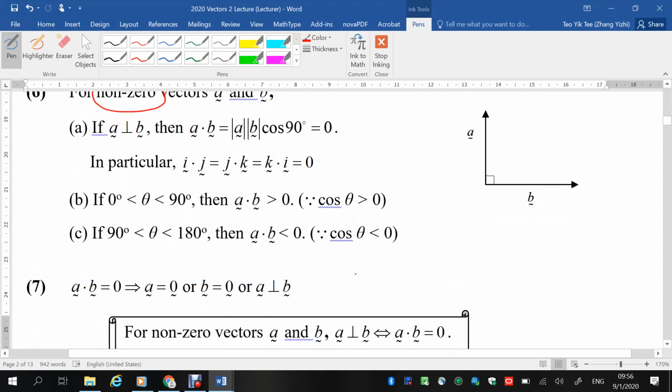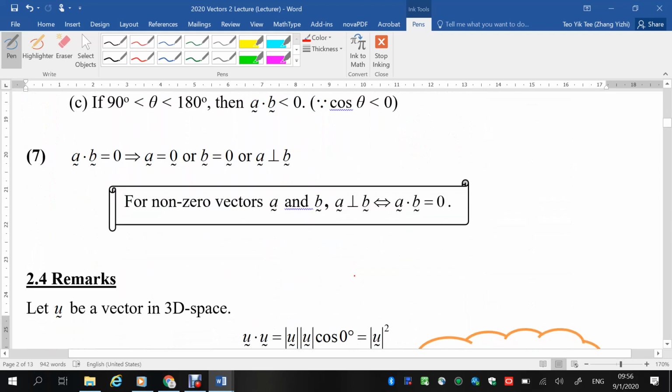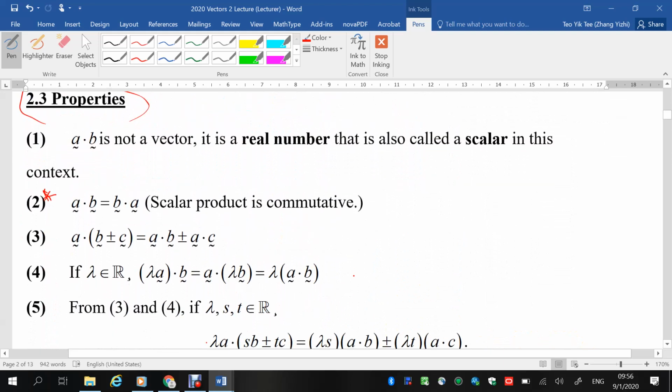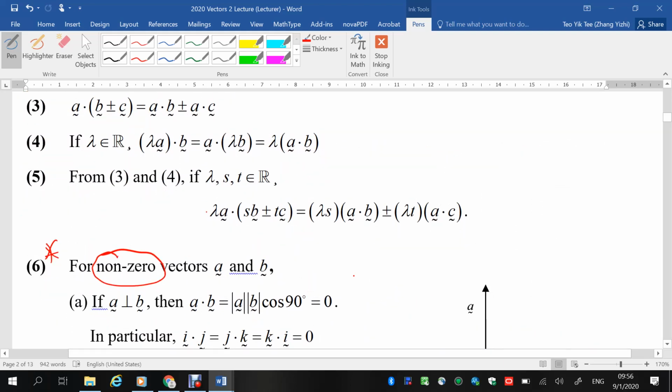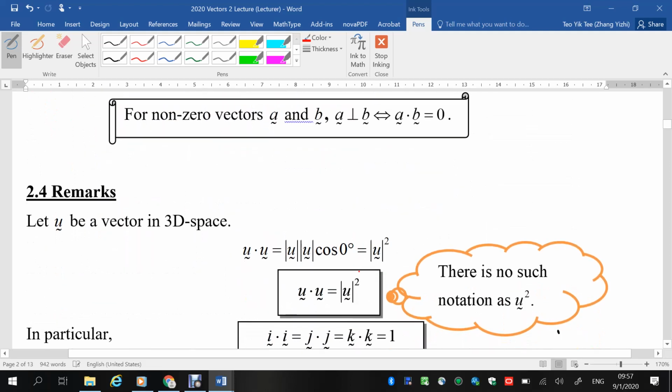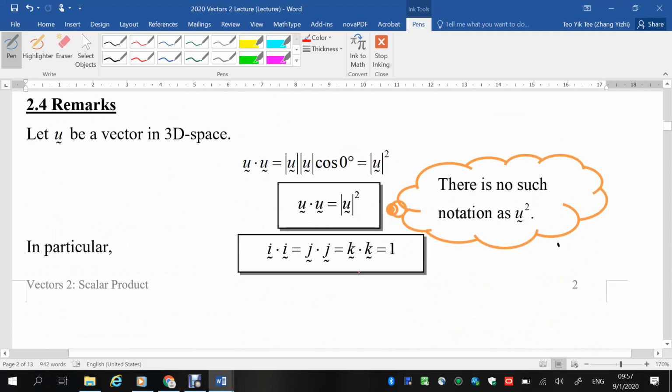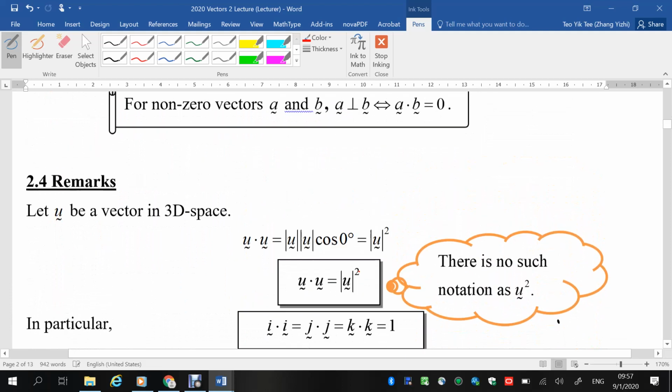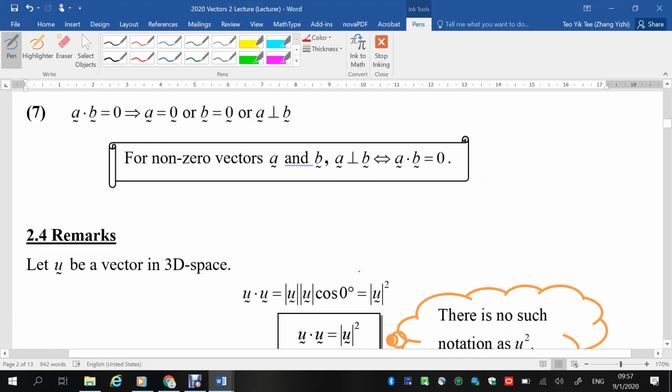Can? Okay, so properties 2 and 7 are the more important ones that should be driven into your brain. The rest of the formulas are rather intuitive, but sometimes you can still make mistakes. So take note of the rest. Okay, so in particular, what is A dot A?